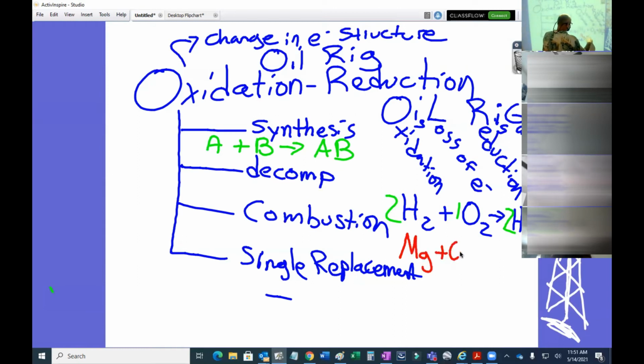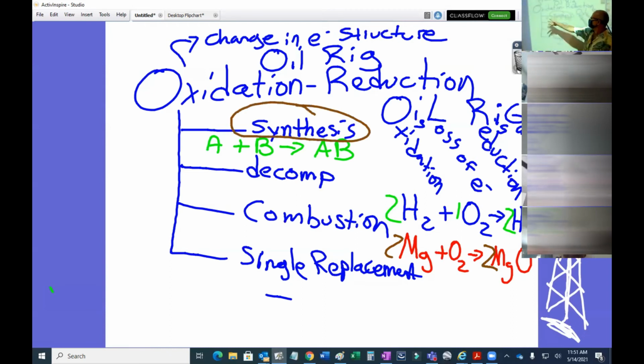Mg plus O2 yields MgO. And you can ask the same question, Genevieve. Where did the two go? Where did the other oxygen go? It didn't go anywhere. It's there. We didn't balance the equation. Now it's balanced. So same thing. Magnesium joins with oxygen to form magnesium oxide. We already have a name for this reaction. It's called synthesis. A plus B yields AB.